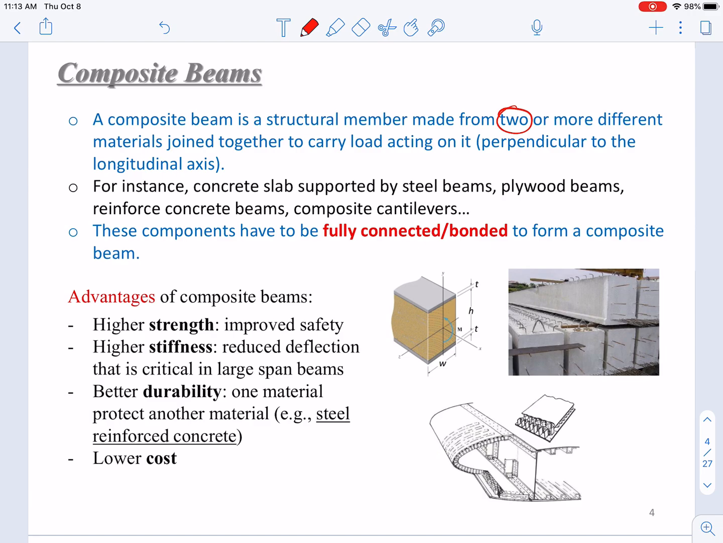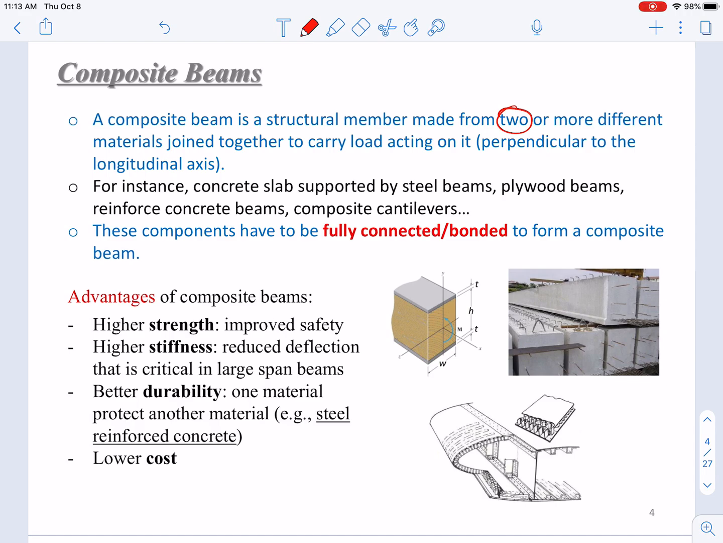Examples in practice of composite beams include concrete slabs supported by steel beams, or half concrete, half steel put together as a beam. Plywood beams, reinforced concrete beams, composite cantilevers, etc. These components have to be fully bonded, fully connected to form a composite beam. As I mentioned, this just means that you're not allowing any interfacial sliding.